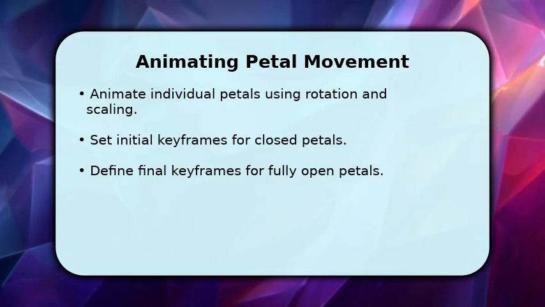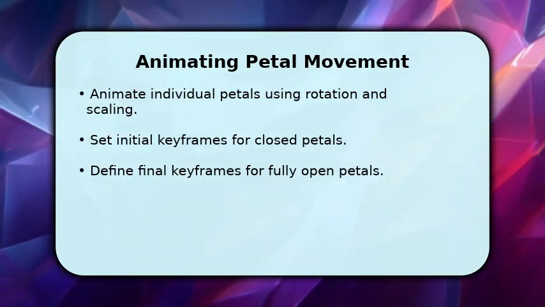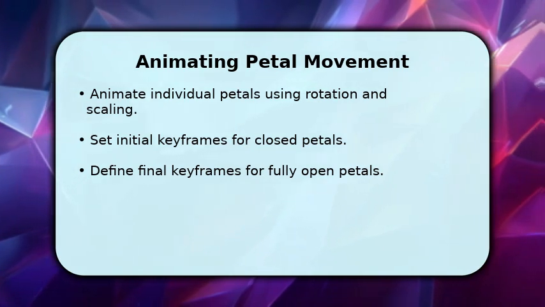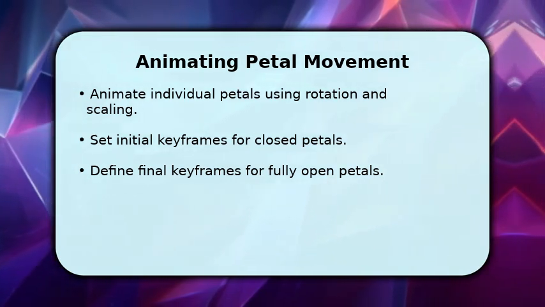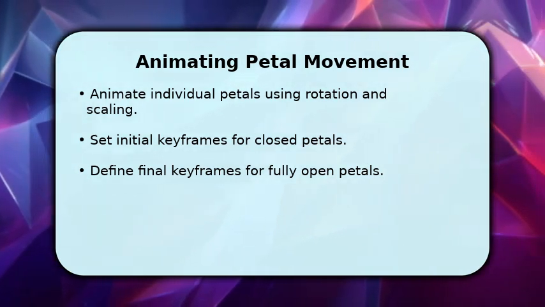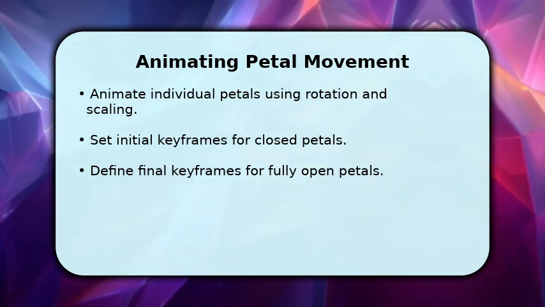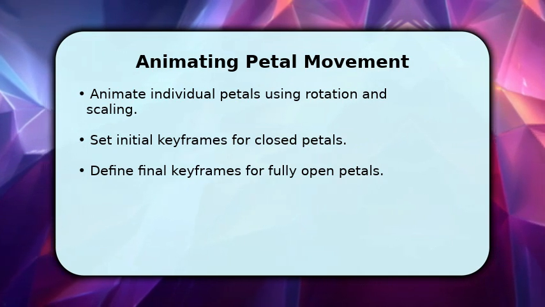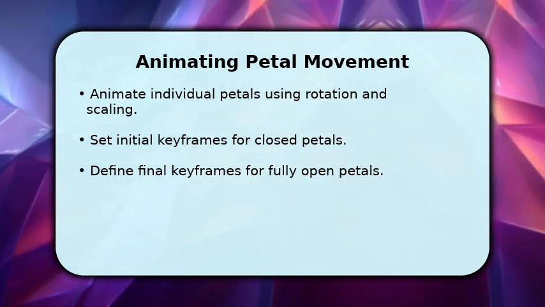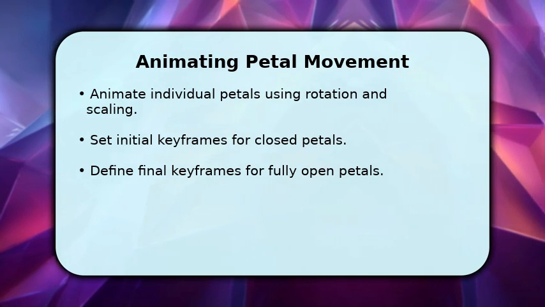Now let's animate the petals. Select each petal and use rotation and scaling to simulate the blooming effect. At frame 1, set keyframes for the petals in a closed position, perhaps slightly overlapping. Then, around frame 150, adjust the petals to their fully open state and set new keyframes.